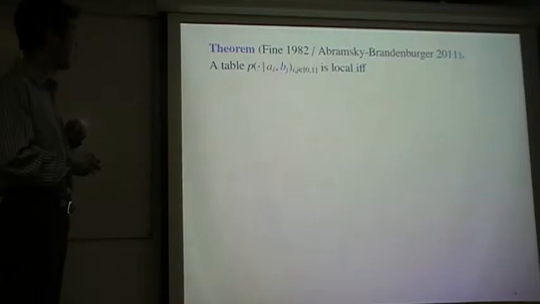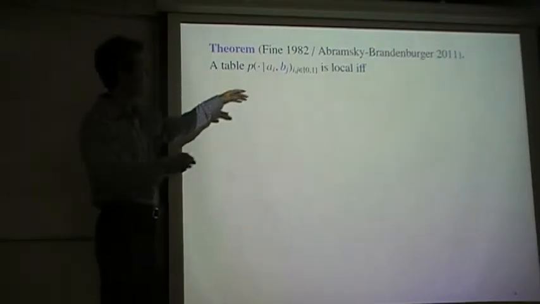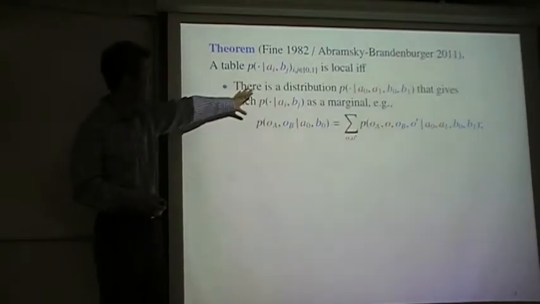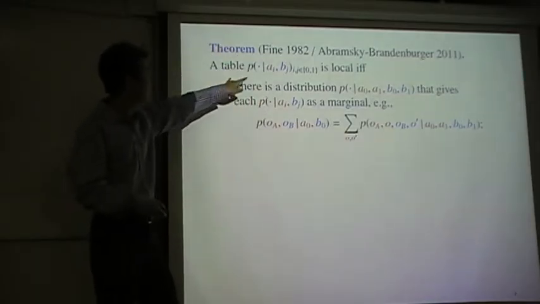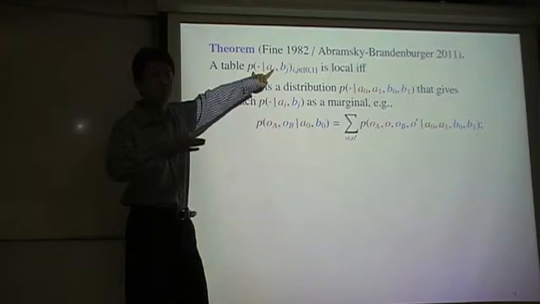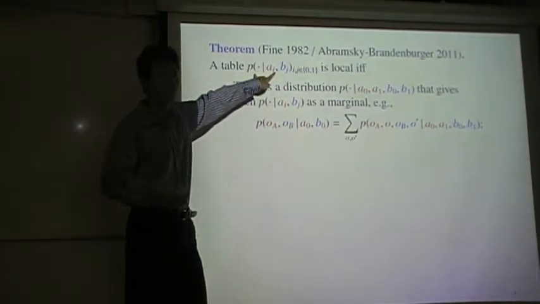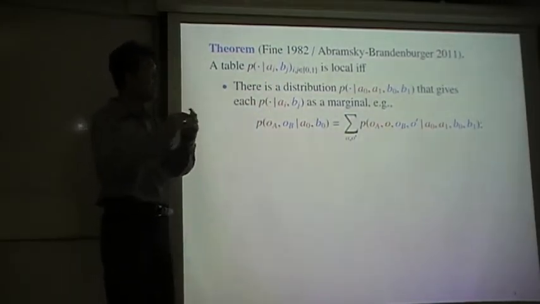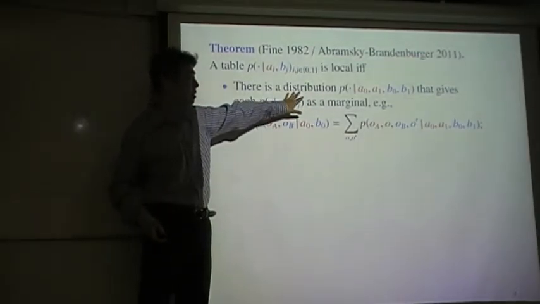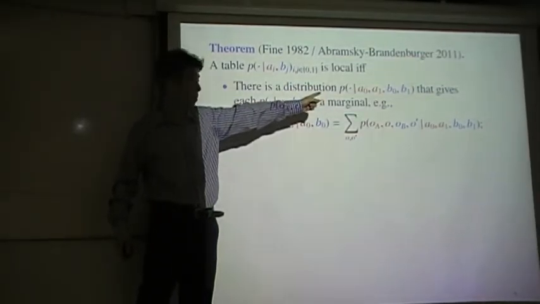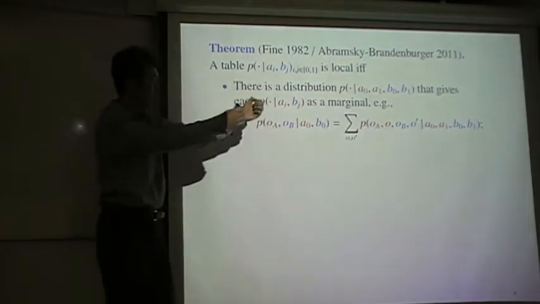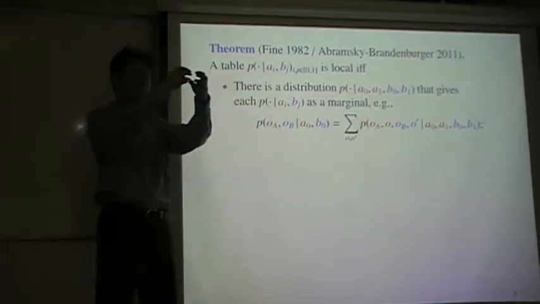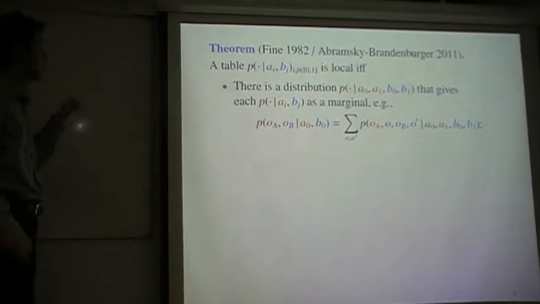The key to that characterization is a theorem by Fine for the probabilistic tables and Abramsky-Brandenburger for possibility tables that characterizes local tables by the following property. This is a family of several probability distributions. But this family is local if and only if it can be extended to a single probability distribution for all the possible measurements that gives back each distribution as a marginal. So if it extends to a single big distribution, then it's local.